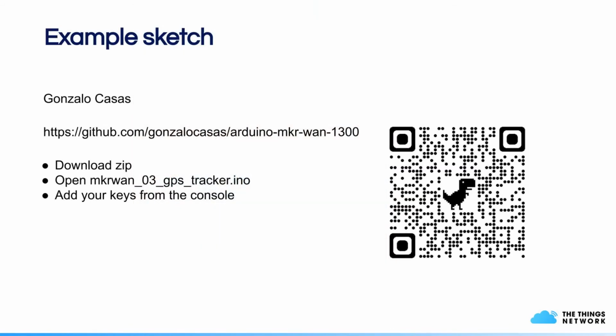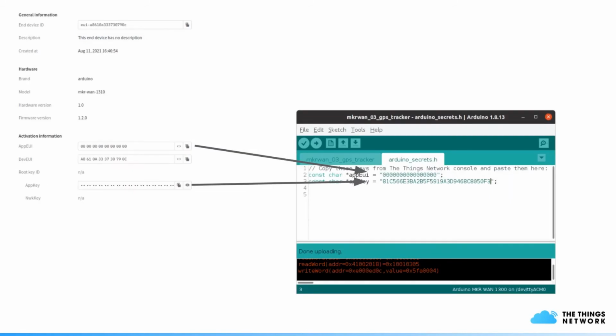Gonzalo Casas has made an example GPS tracker sketch for the Arduino Maker WAN. Go to his GitHub and download a zip. Extract it, then open the Maker WAN 03 GPS tracker example. Also have a read through the README, which explains the electrical connections which are necessary between the GPS shield and the Arduino. Again, copy your keys from the console and paste them into the Arduino secrets.h file.